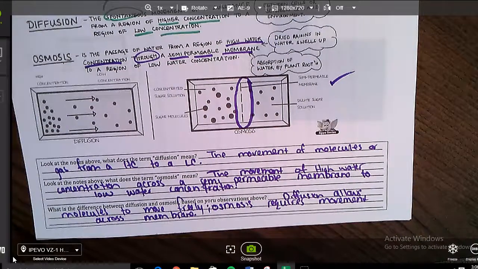All right, guys, 1 and 2 are very simple. So diffusion, the movement of molecules or gas from an area of high concentration to a low concentration. Osmosis is the movement of high water concentration across a semi-permeable membrane, to low water concentration.